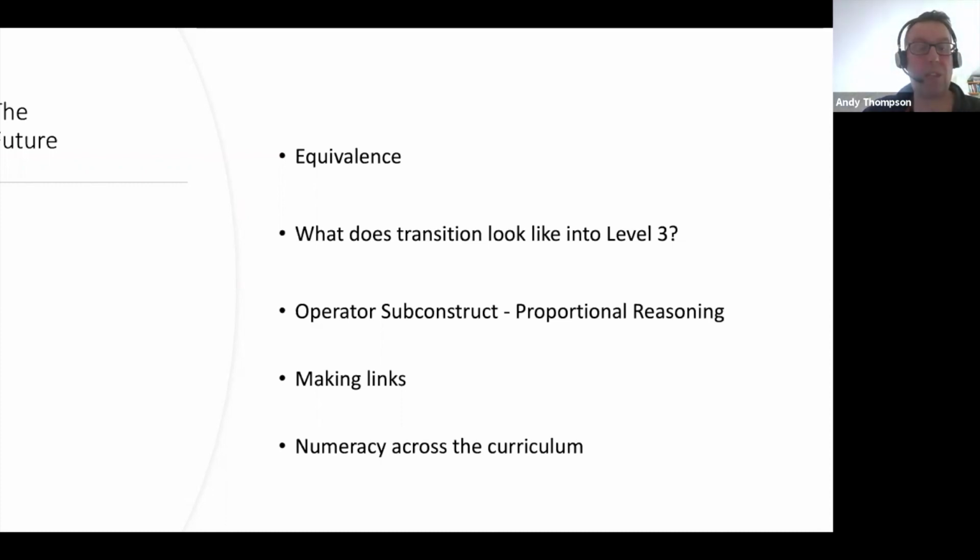And of course, as I mentioned earlier, if we're going to make numeracy across the curriculum really come alive, it's really important that that measurement idea comes into the work that our learners do around fractions right across the board. So this is where we're going, and this is where we hope to take things.